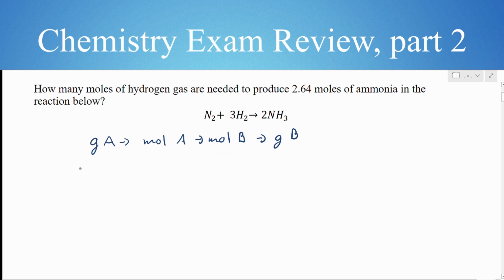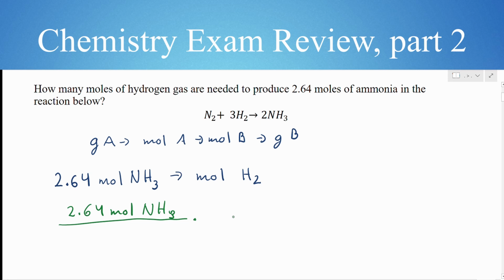Okay, so we can put moles of A as moles of ammonia, okay, which is going to be 2.64. And this needs to be converted to moles of hydrogen gas, so H2. Okay, and we don't know the number of moles of H2, which is what we want to figure out. So here we go. 2.64 moles of ammonia.